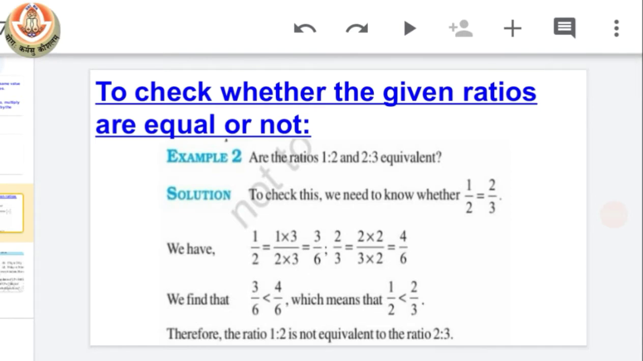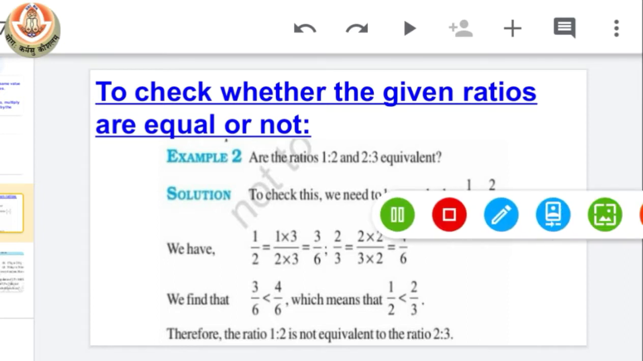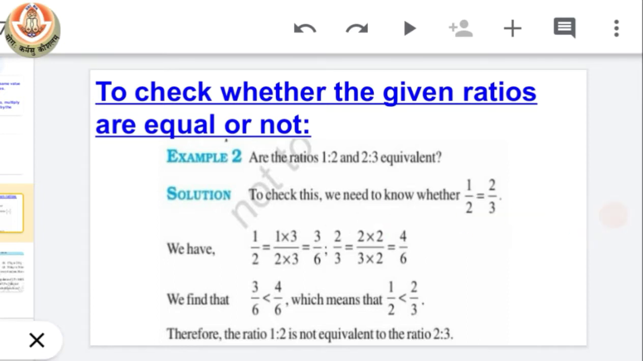Now let's move on. When we have to check whether the given ratios are equal or not, for this what we have to do? We have to make their denominators equal. You can see here we have 1:2 and 2:3. That means we have 1 by 2 and 2 by 3, and we have to check whether they are equal or not. First we will make their denominators equal.